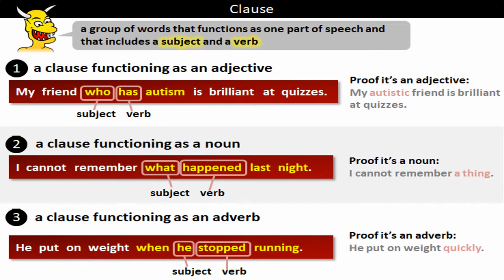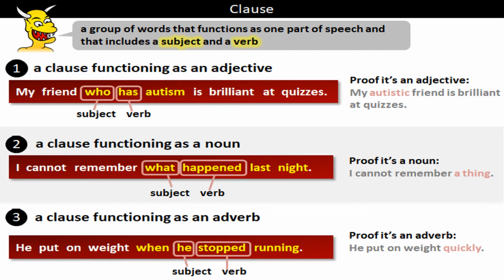Let us understand more about a clause. Once again, it is a group of words that functions as one part of speech and includes a subject and a verb. There are different types and we will learn about them in this video. First, look at the examples. My friend who has autism is brilliant at quizzes. Who is the subject, has is the verb, and this group of words, who has autism, is an example of a clause.